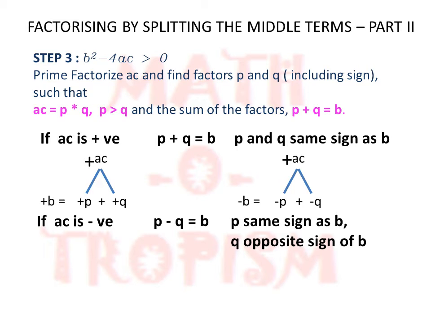So if AC is negative and B is positive, P will be positive and Q will be negative. If AC is negative and B is also negative, P will be negative and Q will be positive. We will see some examples to understand this.